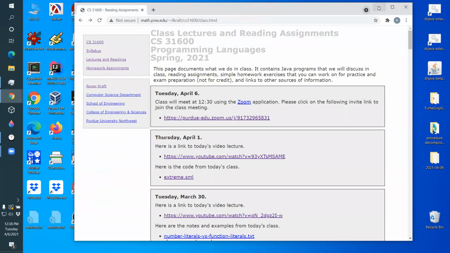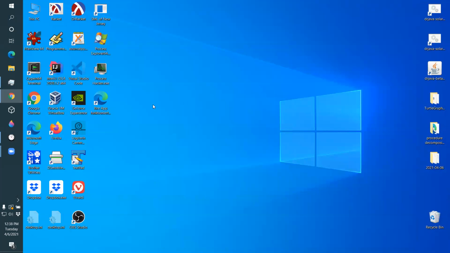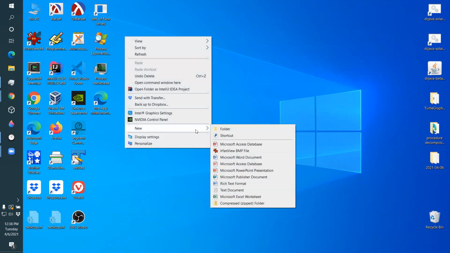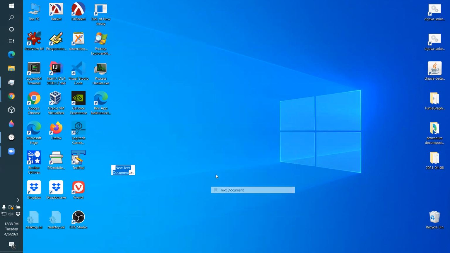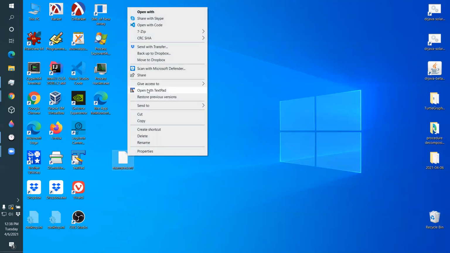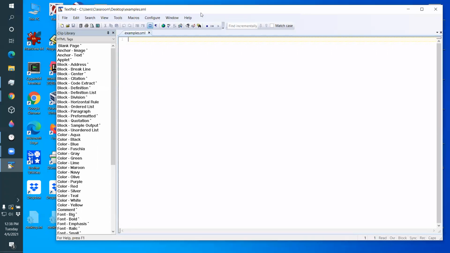Okay, so let me create some examples. Well, actually, let's see what's the best way to do this. Let me just create a file of examples. Okay, so I'm going to define a couple of functions.